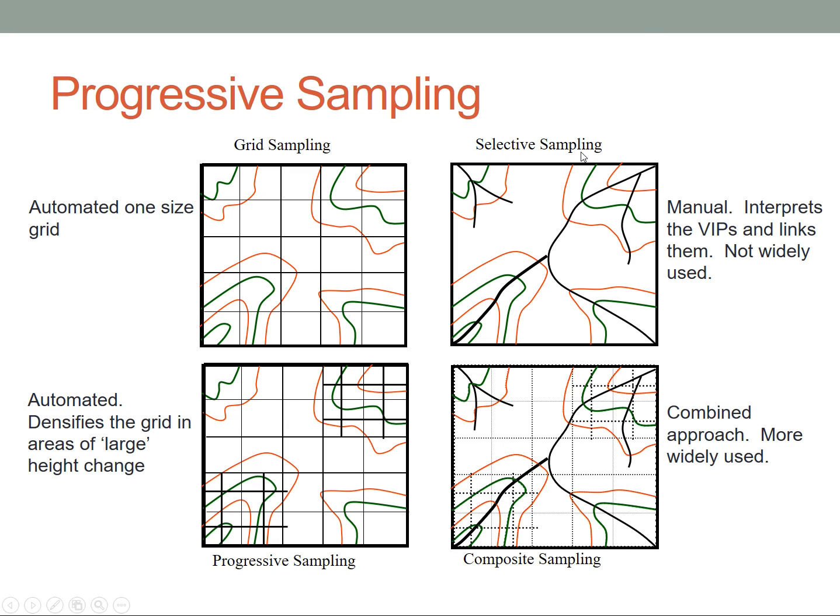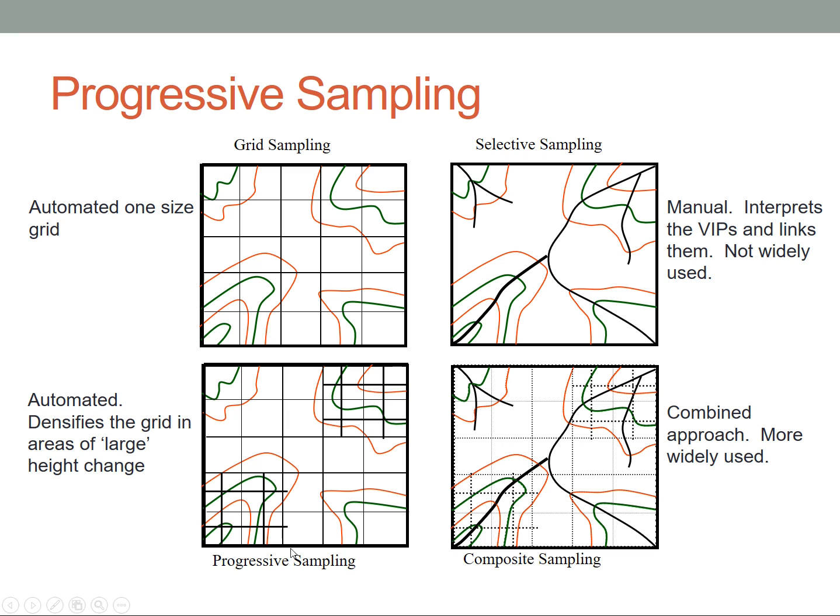Then we have something called selective sampling. So this is manual. You go through and you look at your very important points. You try to identify where those are. And then you link them together in some sort of like network. And you draw that out in different profiles. Selective sampling is not very widely used because to be able to get your computer to do it is really, really difficult. It works great in the old, analog photogrammetry situation, but doesn't work anymore, not with computers.